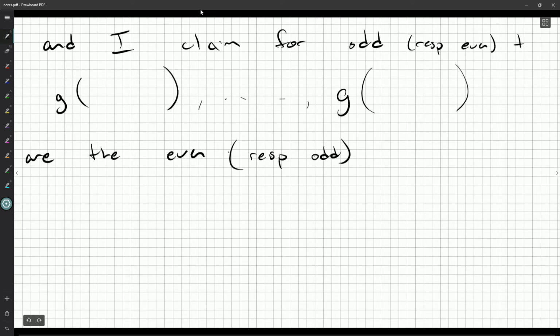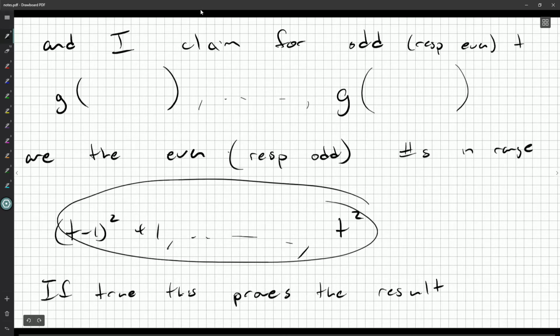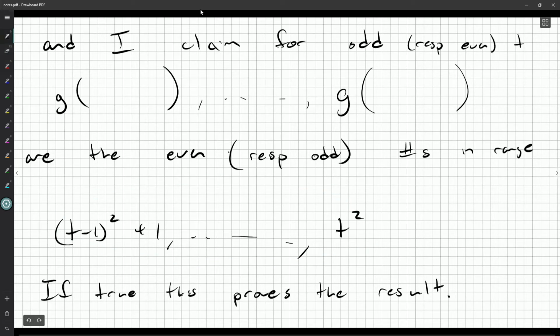What would we say? Numbers in the range. So I want to keep the same t, so t minus 1 squared plus 1 all the way up to t squared. Okay. So that should be fine. I just need to find the right expression in terms of t to make these g's work, and then I will say if true, this proves the result. And you could probably explain a little bit more why this proves the result, but basically take any stretch of numbers in this range, the f's will provide some of them, the g's will provide the others, and that's all you need to do. Yeah, so you could justify that statement a bit more at the end there. But I want to move on to furthering the proof, and I want to figure out what g's I need.